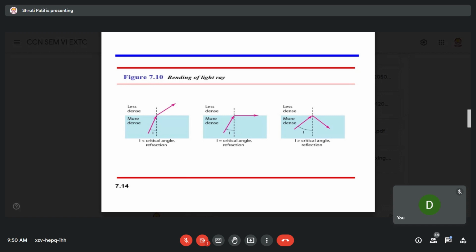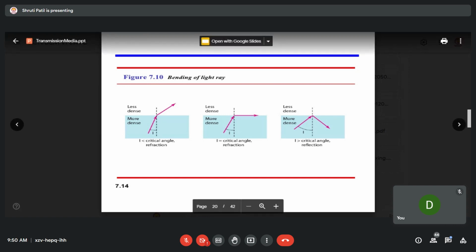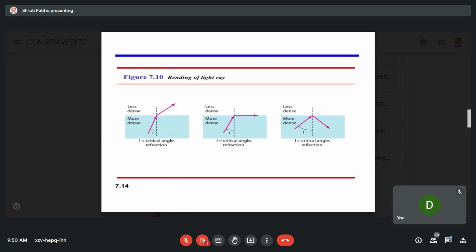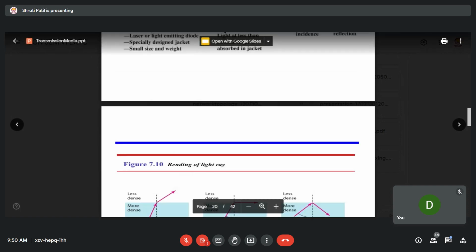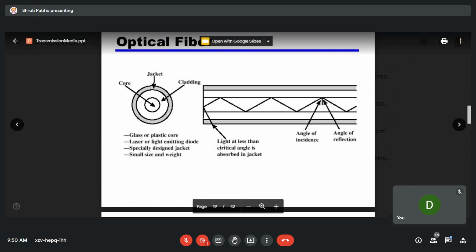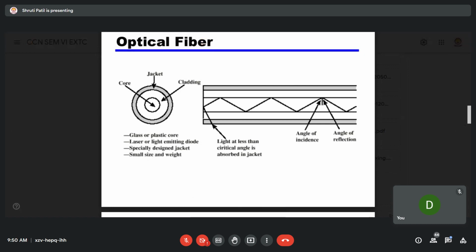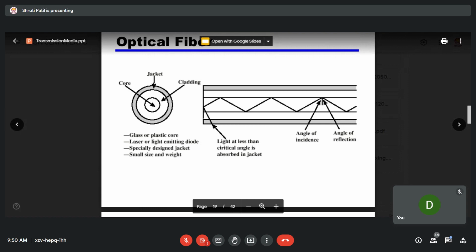For optical fiber to work properly, the entire incident light should be totally reflected. It should not be refracted or absorbed. It should be totally reflected, and this has to happen at all the boundaries. Every time the light is incident on a boundary, it is totally reflected, and this is how it travels. There is total reflection over here, and total reflection over here. Like that, it travels from source to destination.